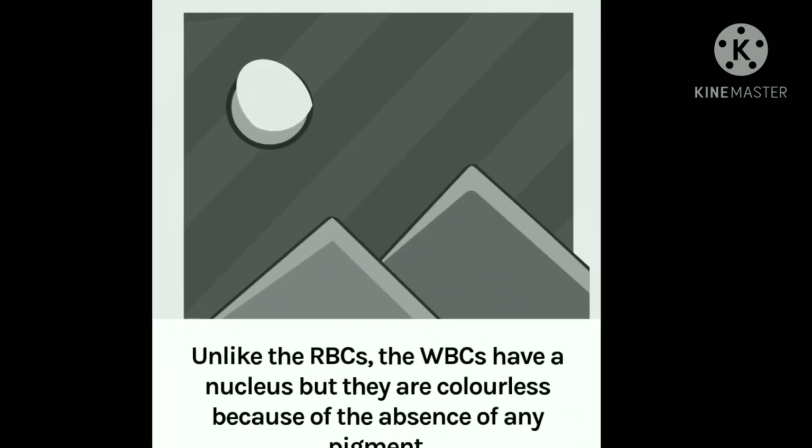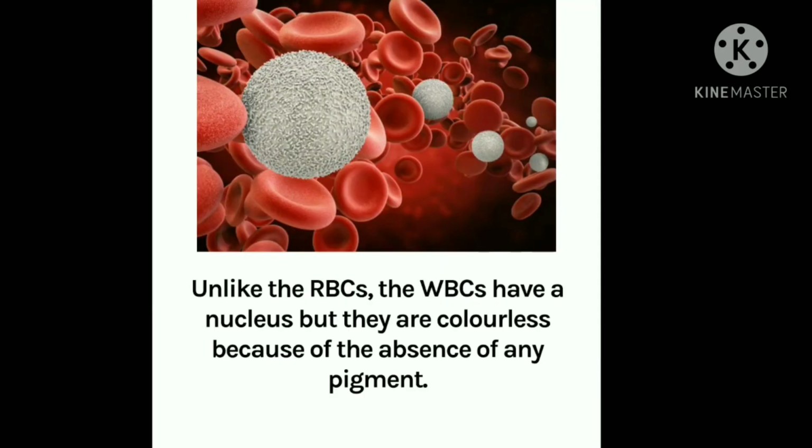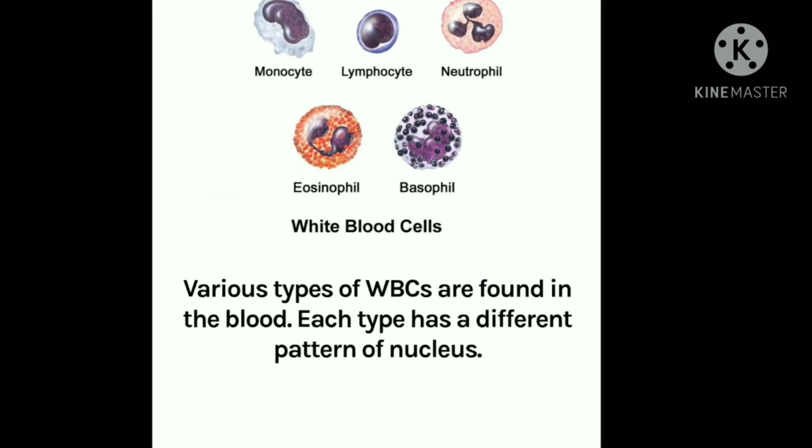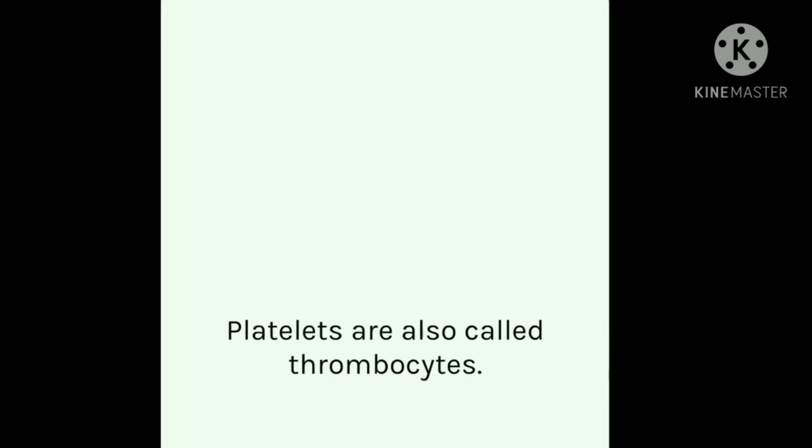Unlike the red blood cells, the WBCs have a nucleus but they are colorless because of the absence of any pigment, so their color is white. Here you are able to see. Various types of WBCs are found in the blood. Each type has a different pattern of nucleus. Here you see some with one nucleus, some with many nuclei, some with two nuclei. So there are different patterns of the nucleus.